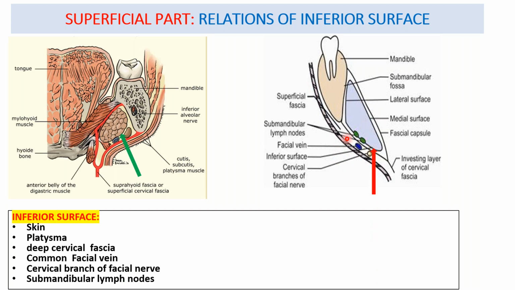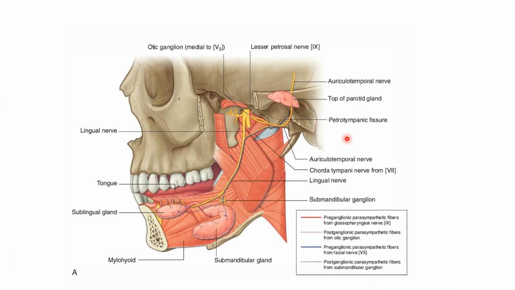So these arrows are onto the inferior surfaces. This is the diagram showing the superficial larger part and a deeper part of the submandibular gland, with the intervening mylohyoid muscle in between.